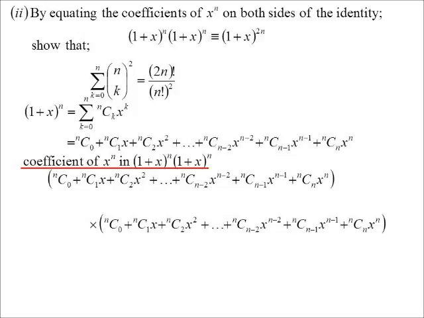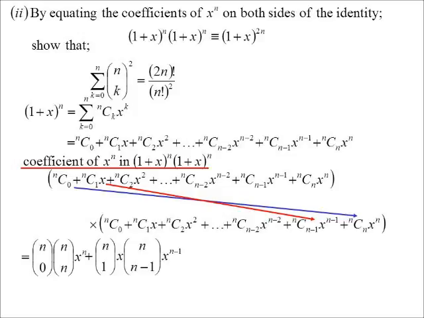So nC0 in the first parentheses, to end up with x to the power of n, would have to be multiplied by nCn x to the n. So I know those two will match up. So I'll end up with nC0, nCn, x to the power of n. nC1 would be multiplied by the nC(n-1). So those two will match up. And we can keep doing that matching all the way along.